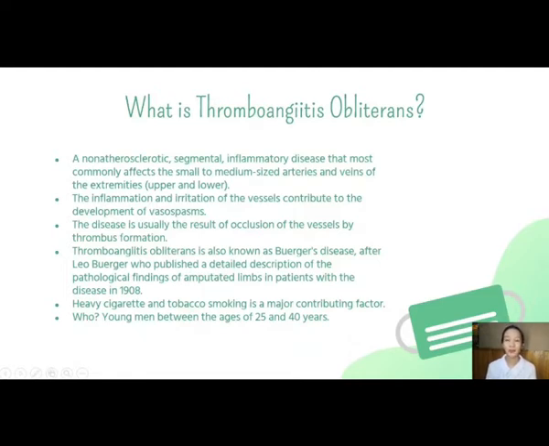Now, who among the population is most affected? The disorder is more prevalent in young men between the ages of 25 and 40. So between 25 and 40 years old in young men.